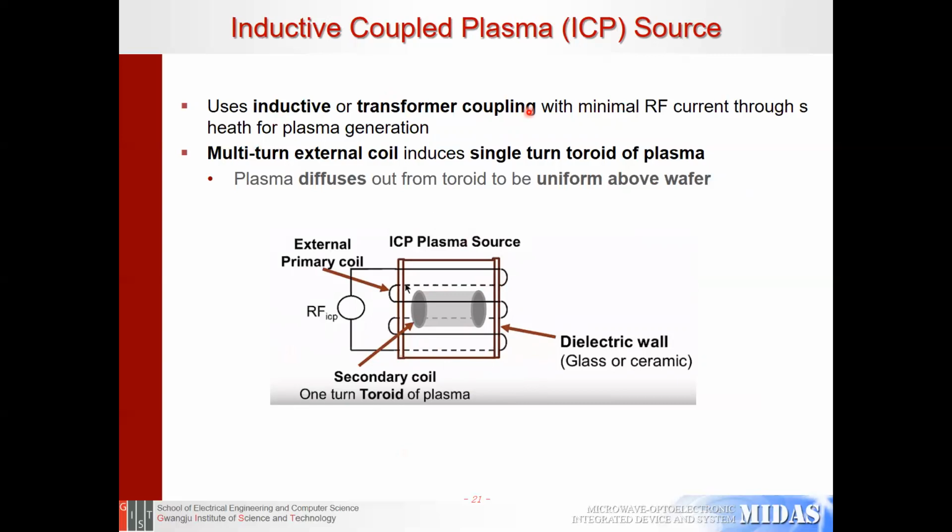So here we can get a uniform plasma out of it, and separately we can control the ion energy. So, induced plasma using inductive or transformer coupling with minimum RF current. When we do this configuration, we don't have an RF current getting across the sheath, so we don't have the depletion region and all that. So we can put power into the plasma without developing a high, what's called the plasma potential.